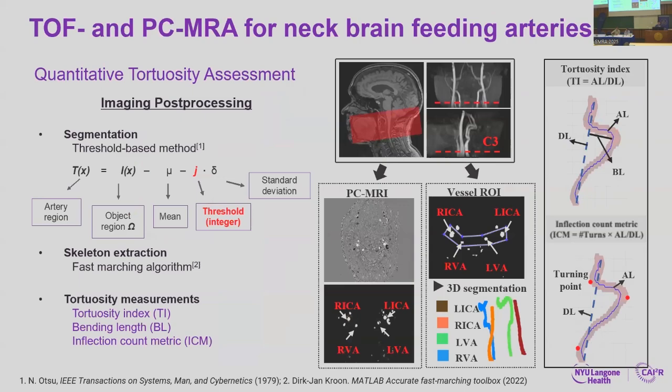And we often use TOF and phase contrast MRI to evaluate the large brain-feeding arteries in the neck. TOF is very good for morphology evaluation, and we can also use TOF to generate several quantitative tortuosity measurements. And the phase contrast can be used for the quantification of the blood flow.